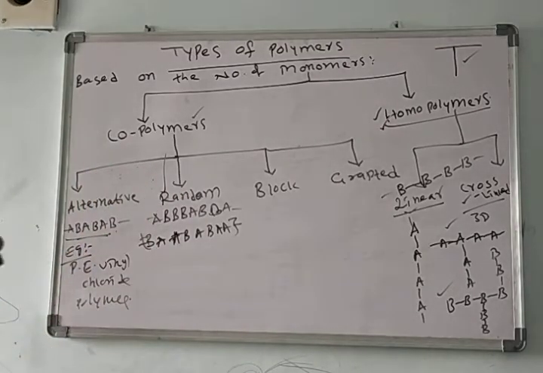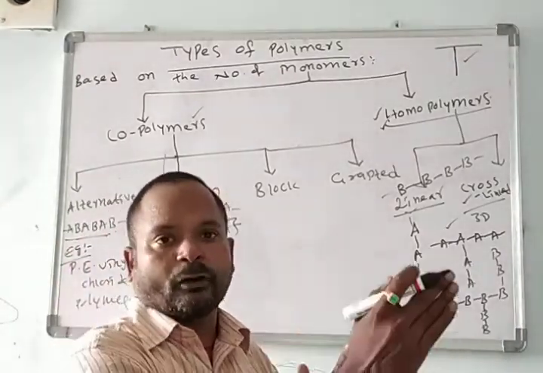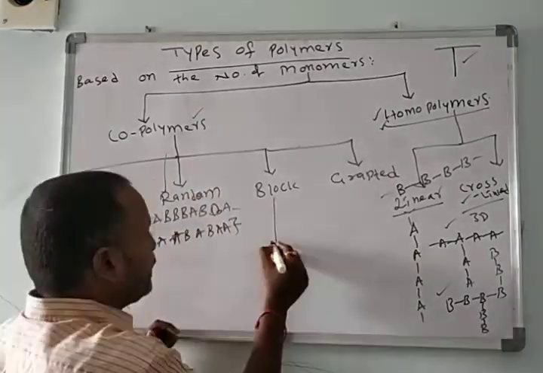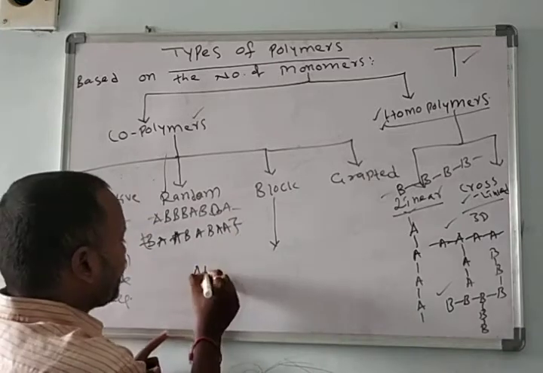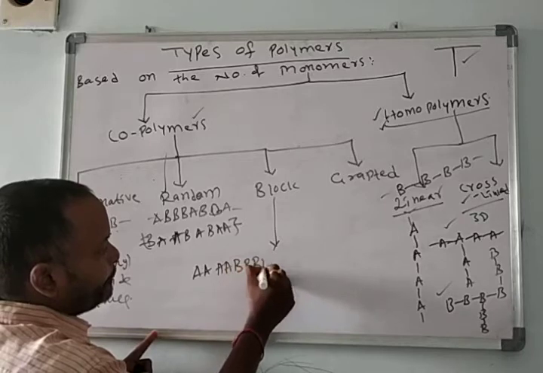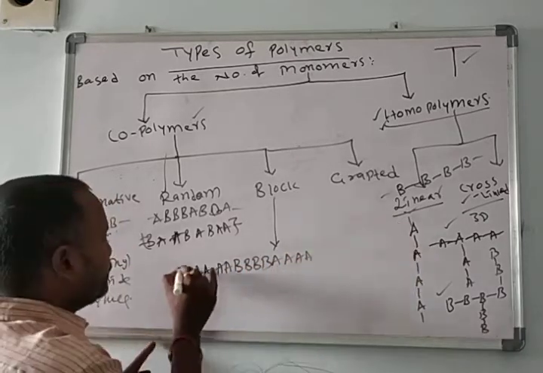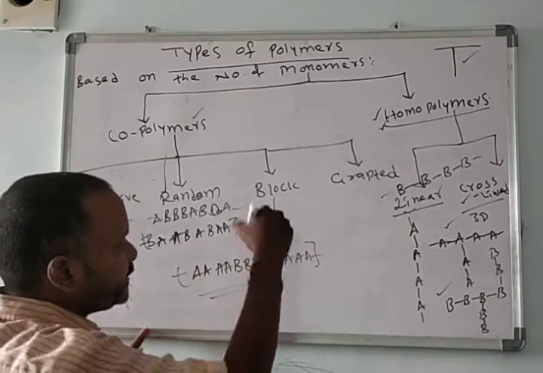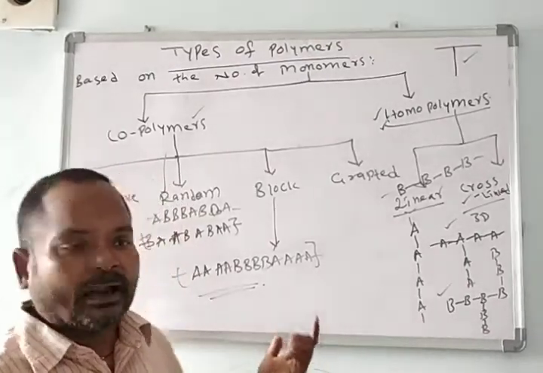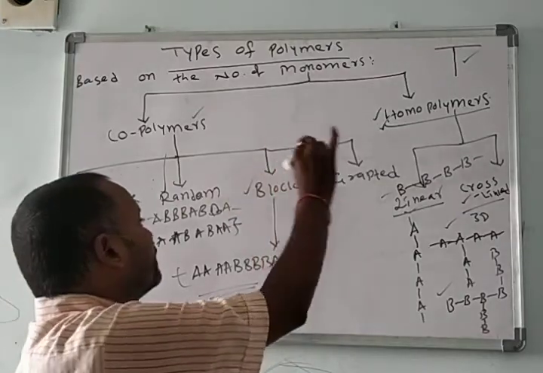Block copolymer means, okay, you prepare the block of A, block of B, block of A, block of B, like that. Block copolymer prepare like this. This is the one A block, and here B block, and again A block, and again B block. We arrange it blockwise. Monomers we arrange blockwise. That type of polymers we called as block copolymer.